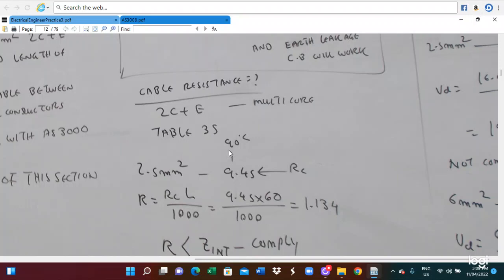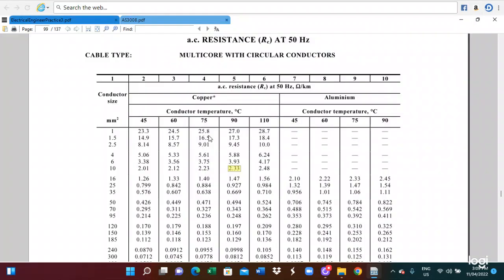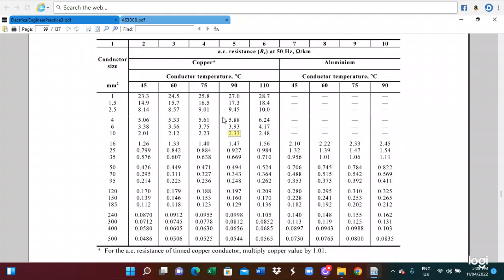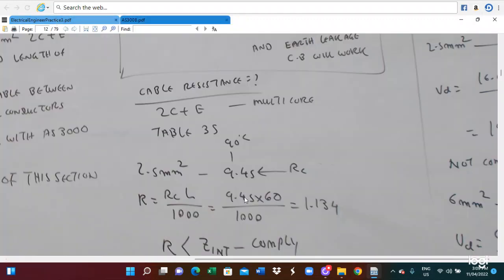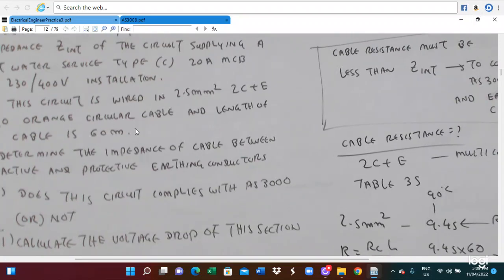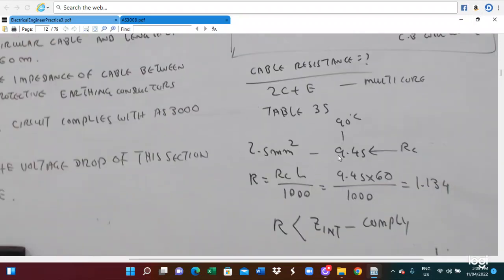So 90 degrees centigrade, 2.5 millimeter square. This is table 35, copper conductor 90, 2.5 millimeter square. Here you get 9.45. We substitute 9.45 and the length of the cable, 16 meter, and divide by 1000. So you get 1.134.